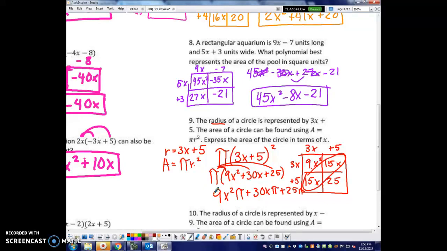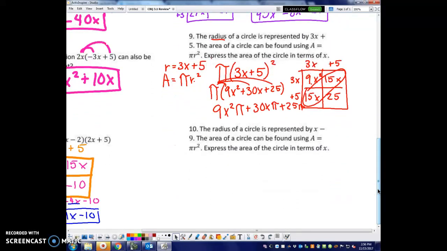All right, so let's look at number 10. Number 10, same kind of question. The radius of a circle is represented by x minus 9. So r equals x minus 9. The area of a circle can be found using A equals pi r squared. So our formula is A equals pi times x minus 9 squared. Express the area of the circle in terms of x.